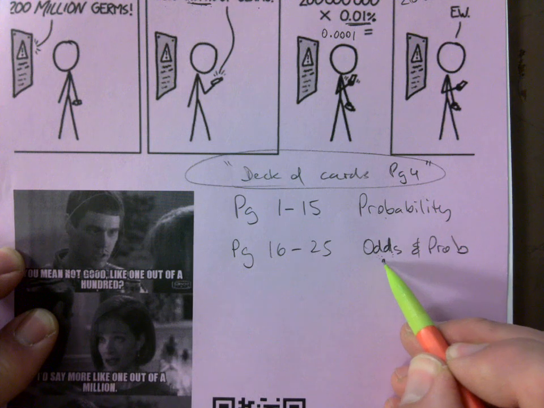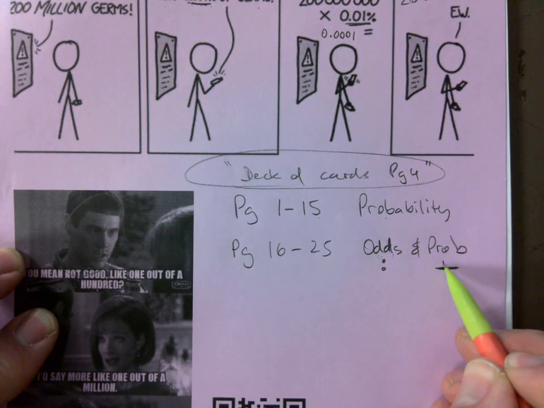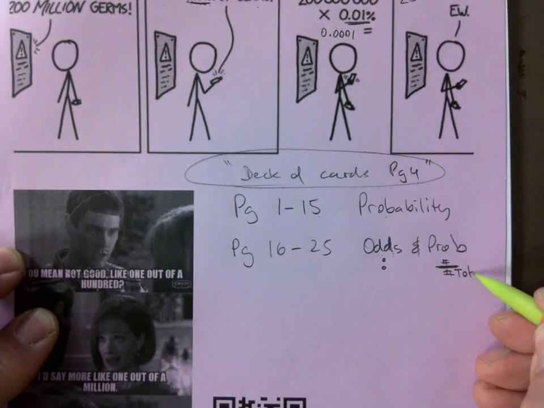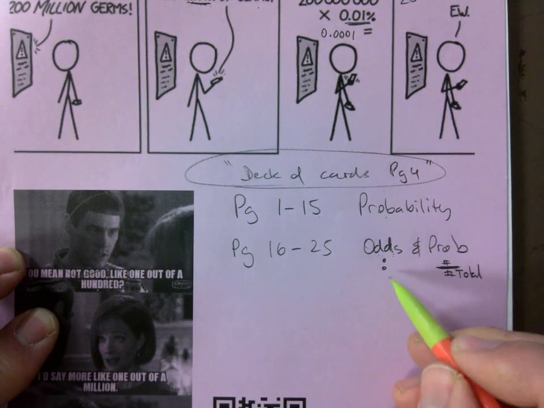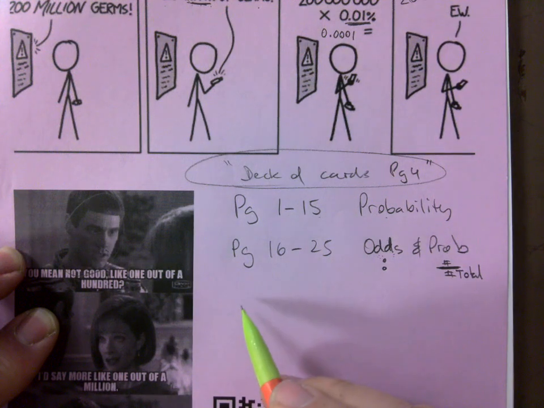So odds should always be stated like this. Probability, you should always have a fraction like that where you have a number and another number. This bottom here is total. Okay? Odds do not have total ever. Like you never have all possible outcomes on any of these. Okay? That's very important to remember.